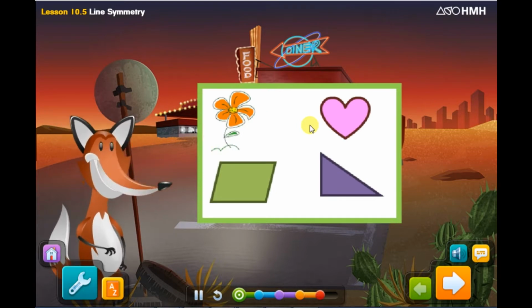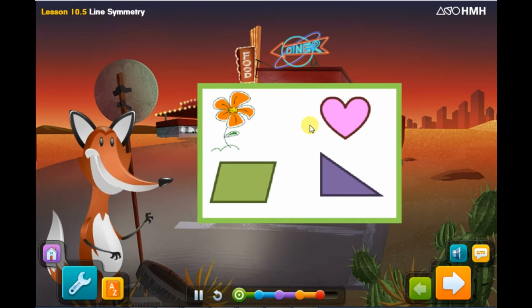Okay, they want to cut shapes into two parts. I've heard about shapes that can be folded and be similar, something called symmetry. I wonder if that could help us here. Come on, let's find out.